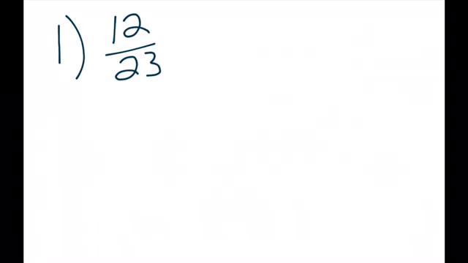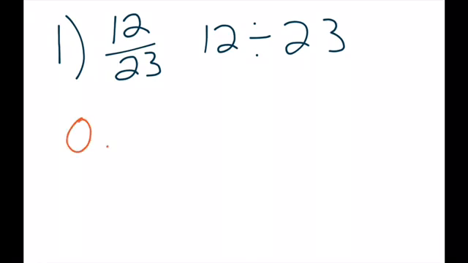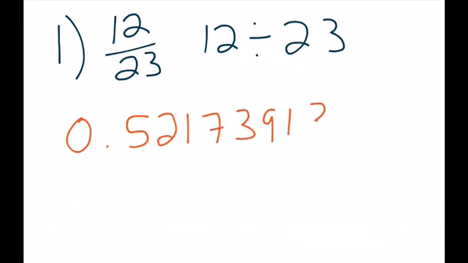So to convert this first of all into a decimal, we want to take 12 and divide it by 23 in our calculator. So we would just put in the calculator 12 divided by 23. And in your calculator, you should get the number 0.52173913. And we want to round this number to the nearest thousandths.